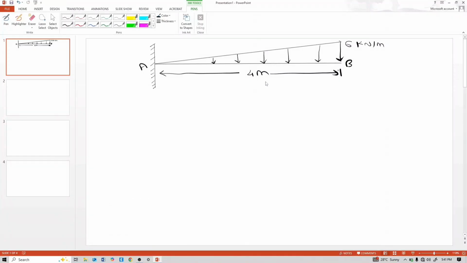In this video lecture, we will see this cantilever beam with uniformly varying load, SFD and BMD. So first, draw the free body diagram of this beam. Free body diagram means remove the support. Fixed support has three reactions: one is vertical, one is horizontal, and one is moment. So moment is Mx, horizontal is Ax, and vertical is Ay.